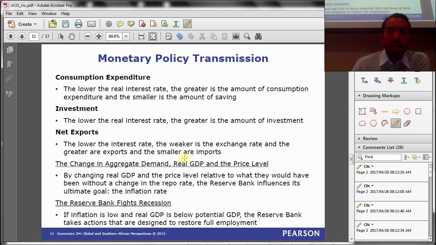Okay, change in aggregate demand, real GDP, and the price level. By changing real GDP and the price level relative to what they would have been without a change in the repo rate, the Reserve Bank influences its ultimate goal, which is the inflation rate. The Reserve Bank can fight a recession if inflation is low and real GDP is below potential GDP.